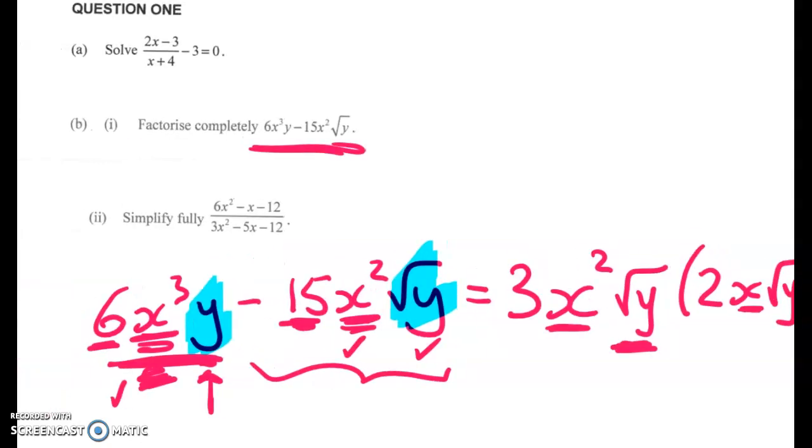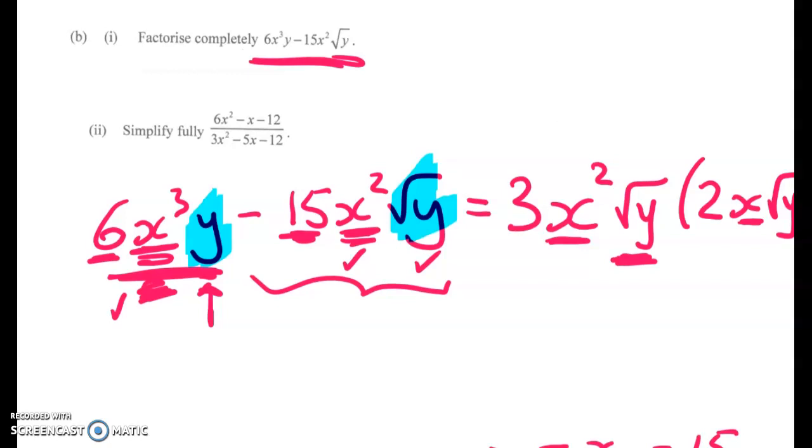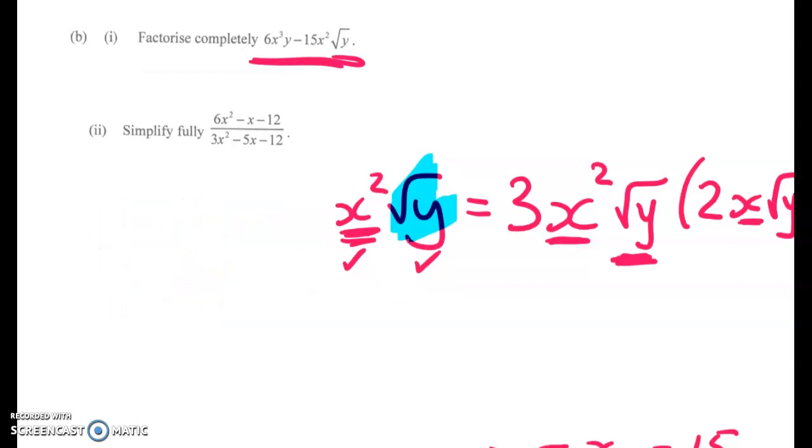Right, and the last one, we have to simplify fully, and you can see that we've got a quadratic in the denominator and a quadratic in the numerator. So I think before you start trying to factorise, the best thing to do is to look at each of those, and hopefully we're going to find a common factor. So 6x squared minus x minus 12. Well, what can I do with that?